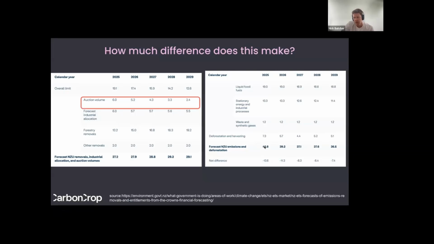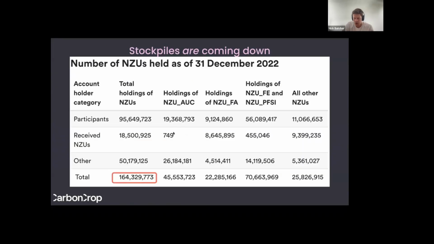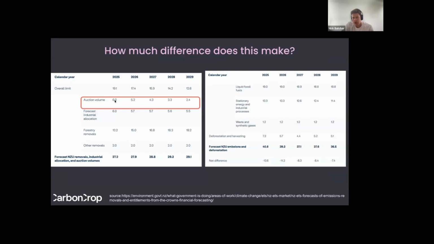Meanwhile, on the demand side, there's sort of 40-ish million tonnes in aggregate across liquid fossil fuels, stationary energy, waste gases, and then deforestation. So this is total forestry removals, and then forestry removals minus deforestation and harvesting is net forestry removals. This creates a net difference, under these assumptions, of about 13 million tonnes a year and declining, which is the imbalance between supply and demand. And if the auctions don't clear, as they didn't last year, then that takes 13.6 up to 19.6, all else being equal.